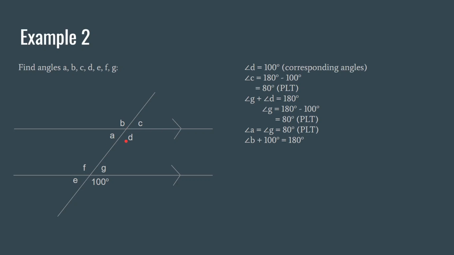Angle B plus 100 degrees is equal to 180 degrees. That means angle B is equal to 80 degrees. Angle E equals angle A, which is equal to 80 degrees. Angle F plus angle A is equal to 180 degrees, which means angle F is 180 degrees minus A, or 180 minus 80 degrees, which is 100 degrees.